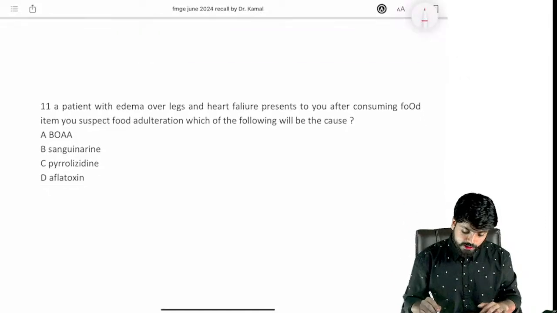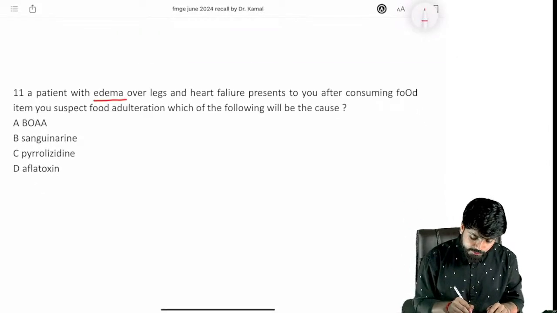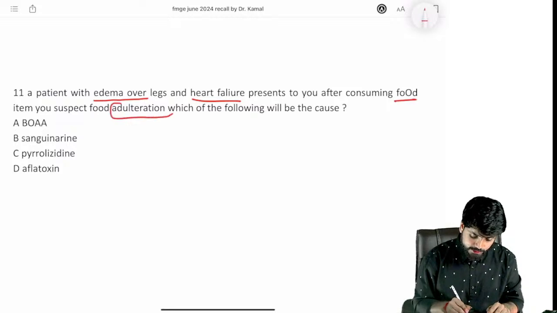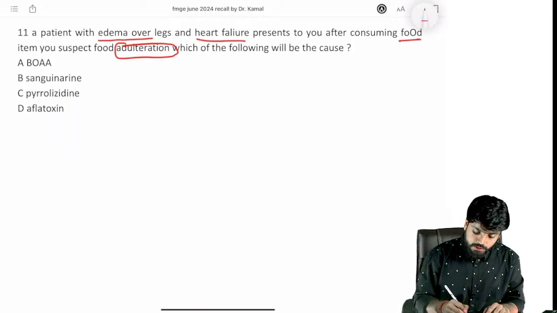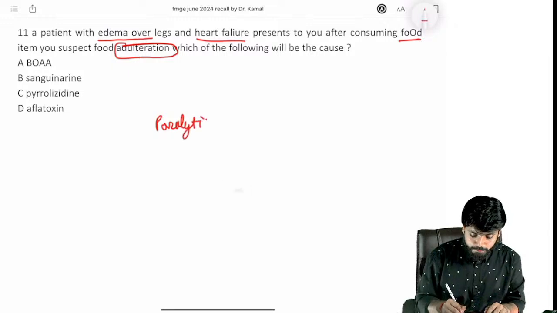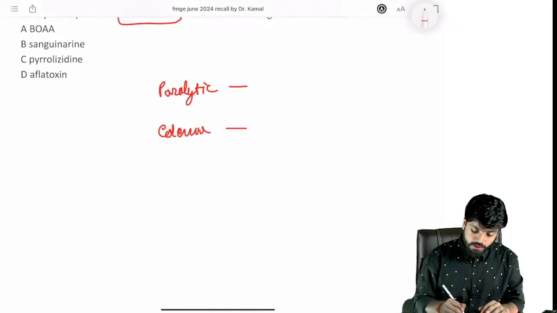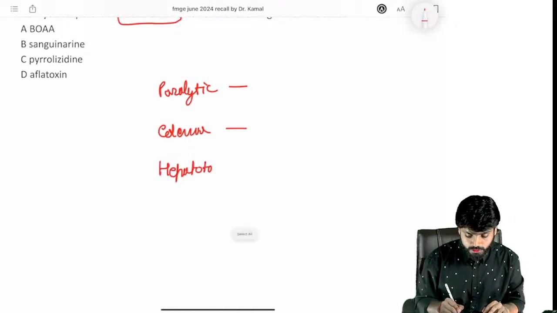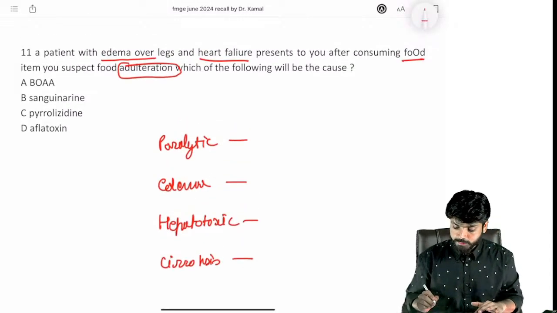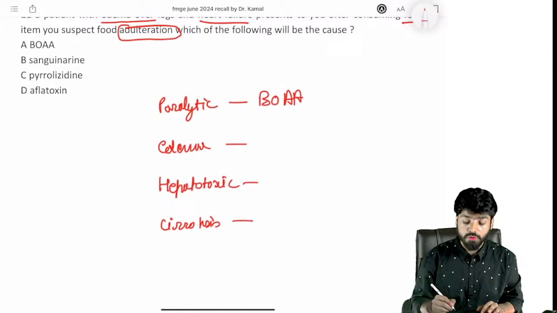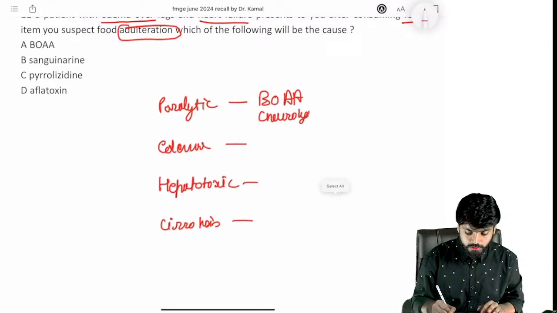And the last question for the evening is: a patient with edema over legs, heart failure, consuming food items, adulteration. Okay, see, either it can be a paralytic patient, or an edema patient, or a hepatotoxic patient or cirrhosis patient. Paralytic patient is seen in case of BOA or neurolathyrism.